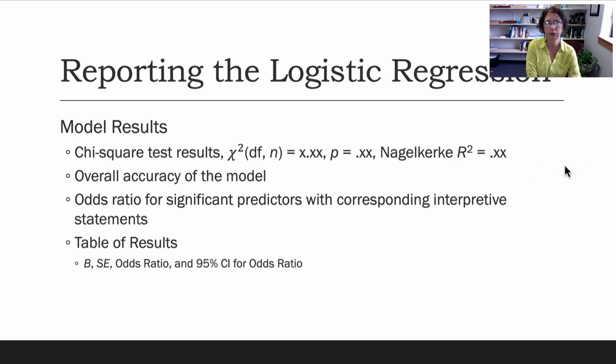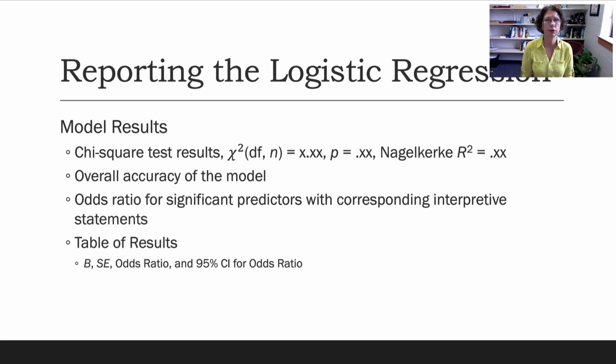We don't have to do the confidence interval for the pseudo r-squared. And then you're also going to report the overall accuracy of the model in terms of how often did it get it right. For the predictors, you're using the odds ratio to explain how many more or less times those cases would be in the outcome. So your interpretive sentences come into play there.